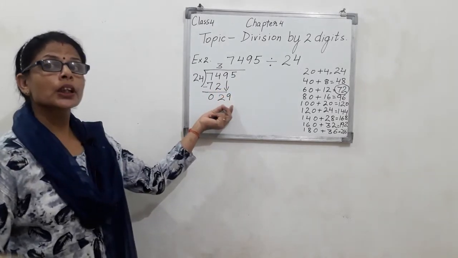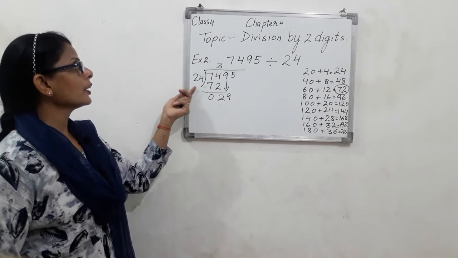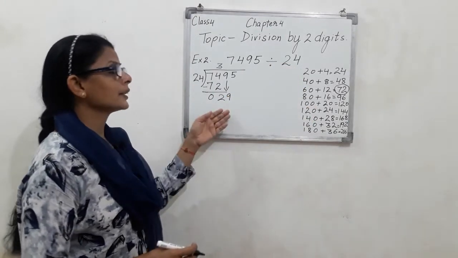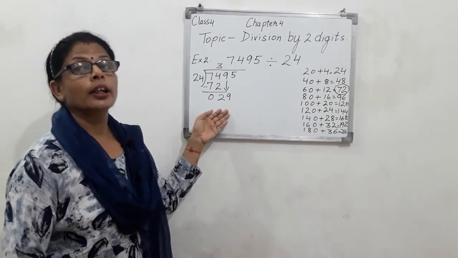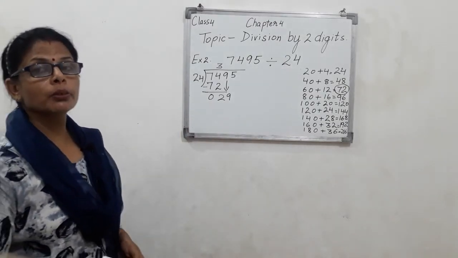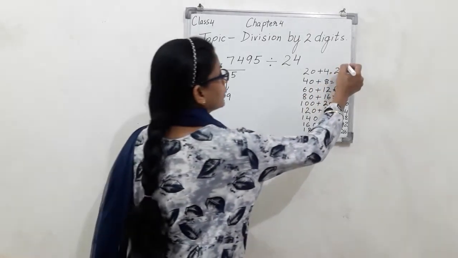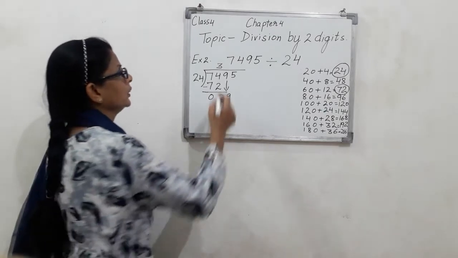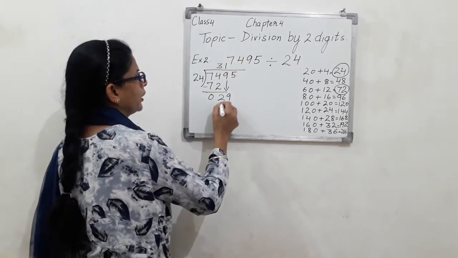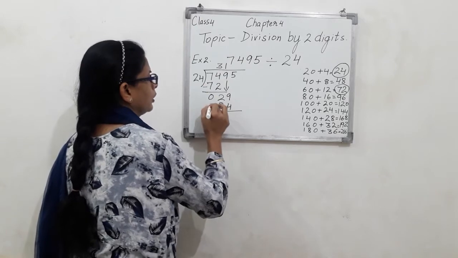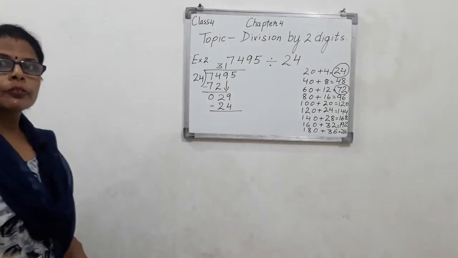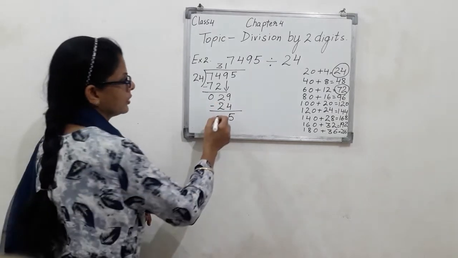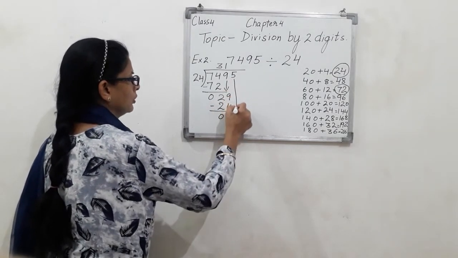The number formed is 29. Does 29 come in the 24 table? Just see. No. 29 doesn't come in the 24 table. Less than 29, what comes in the 24 table? Yes. 24. How many times? 1 time only. So we'll write 1 on top and 24 below. Minus it. 9 minus 4, 5. 2 minus 2, 0. Copy down 5.